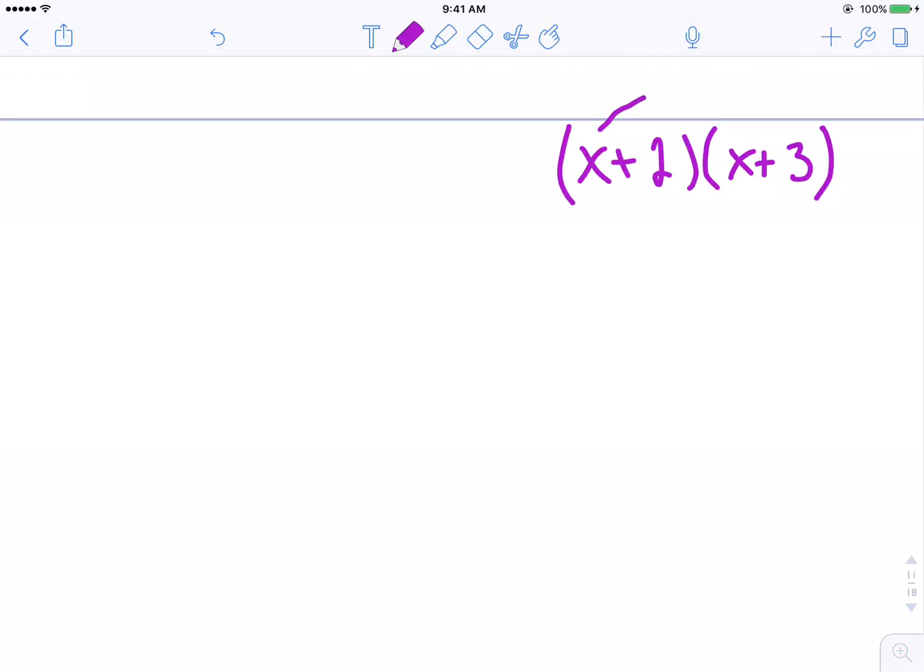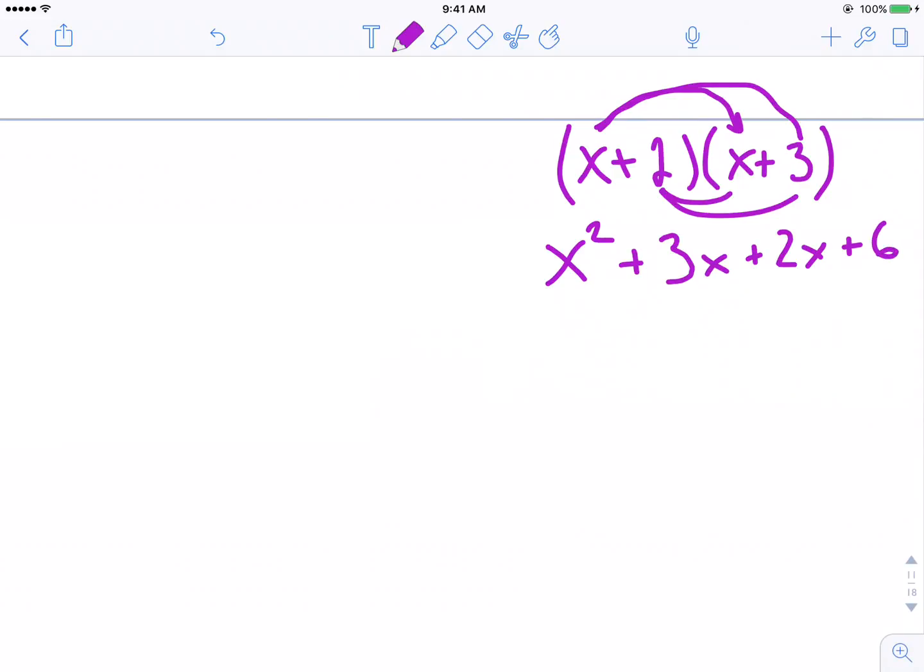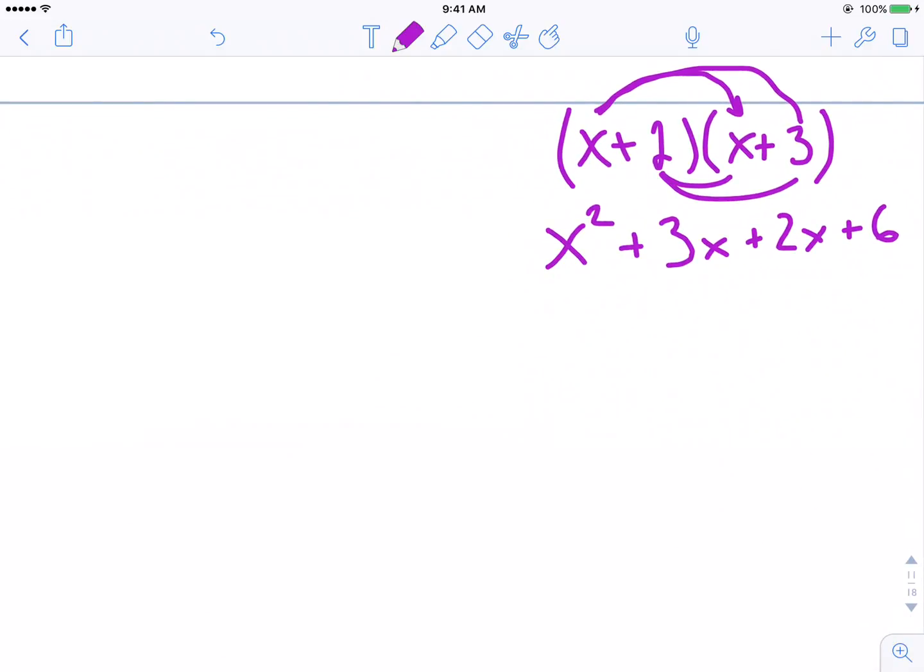Either way, we're going to go x times x to give me x squared, x times 3 to give me 3x, 2 times x to give me 2x, and 2 times 3 to give me 6. And I would combine my like terms. I would say x squared plus 5x plus 6, and that would be expanded. Now, going from binomial to a polynomial, this is expansion.